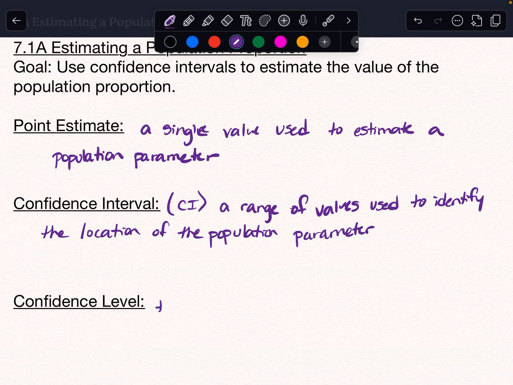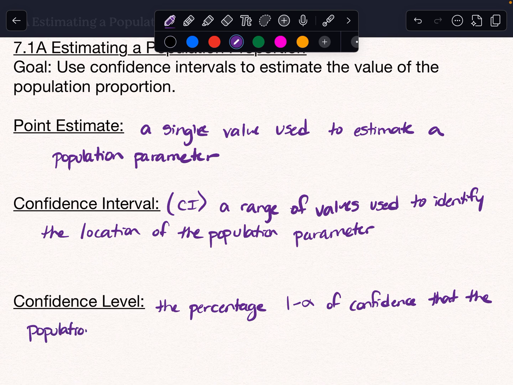This is the percentage, which they identify as 1 minus alpha. And remember, alpha is talking about the area, so we'll connect it back to a normal distribution. The percentage of confidence that the population parameter lies in the confidence interval. So we're going to need to understand these 3 things.